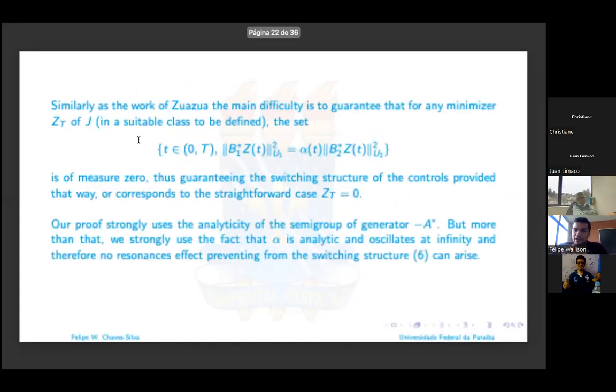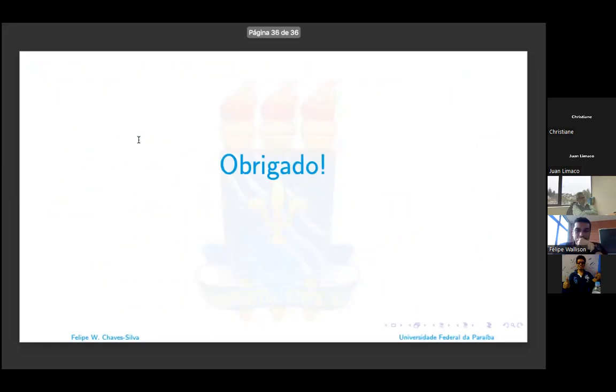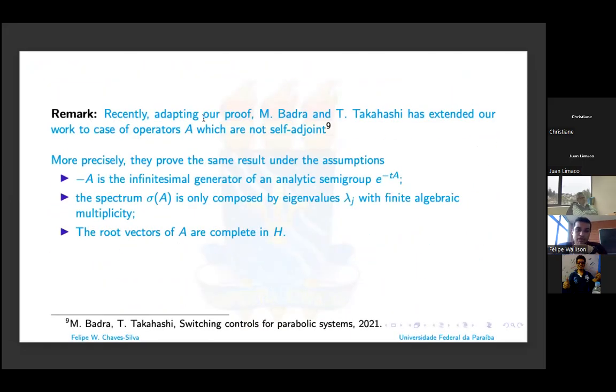So very recently, there is a very nice paper by Badra and Takahashi. They improve our work to the case of non-self-adjoint, okay? We did some conditions on non-self-adjoint, but our conditions are not practical at all. So they managed to get some practical conditions for obtaining switching controls in case of operators which are not self-adjoint. The conditions are very, very beautiful.